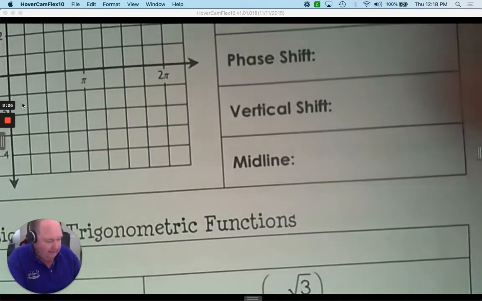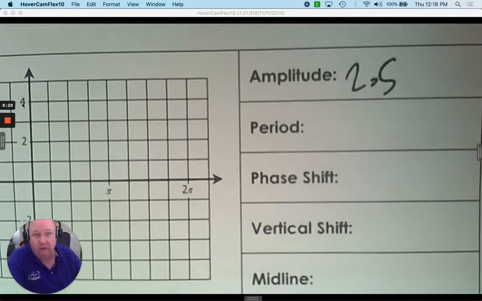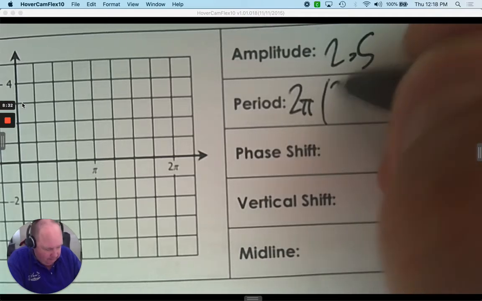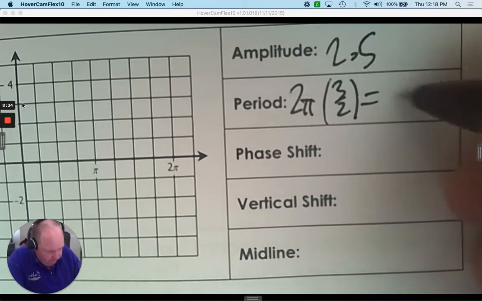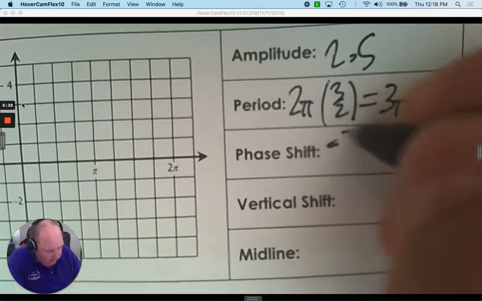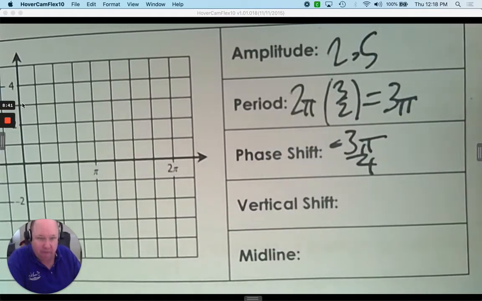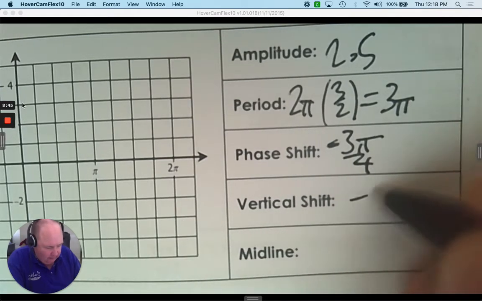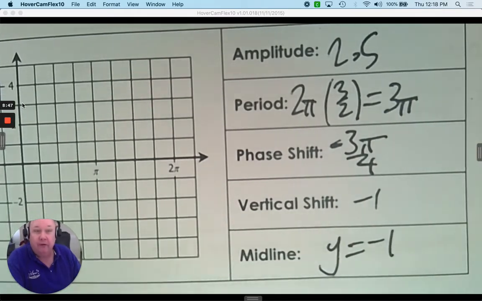So on the right, the amplitude is the A value, which is 2.5. The period is 2 pi divided by B, so I'm going to do the reciprocal. The 2's cross out, so it's 3 pi. The phase shift is -3 pi over 4. And the vertical shift is -1. So there's step 1 there.